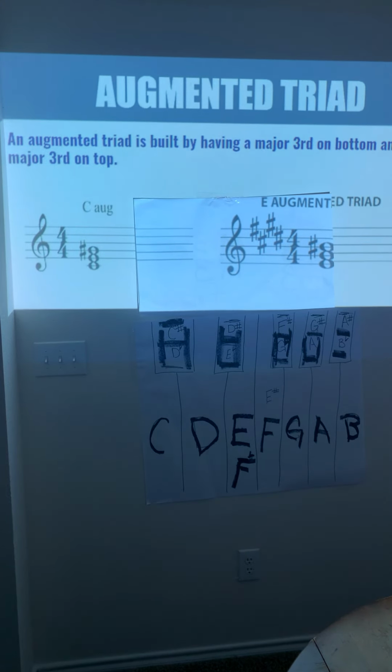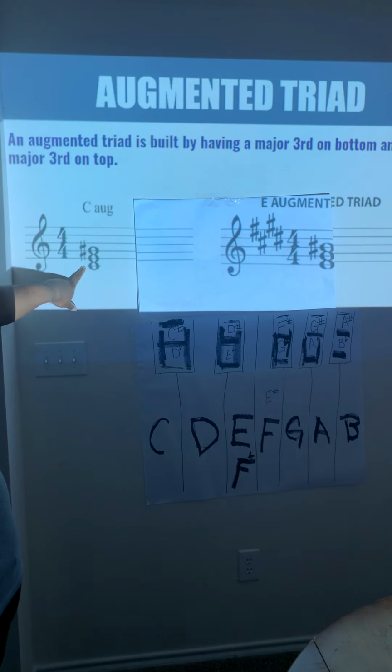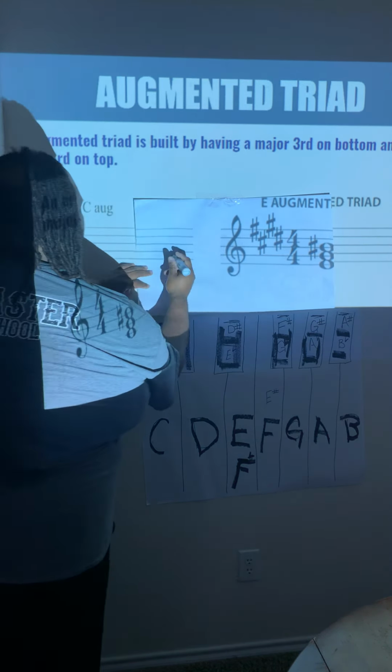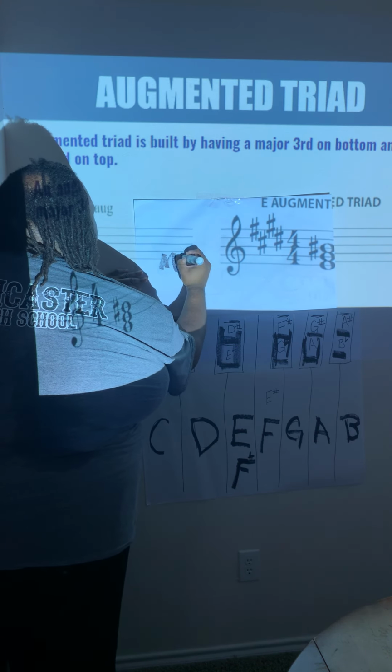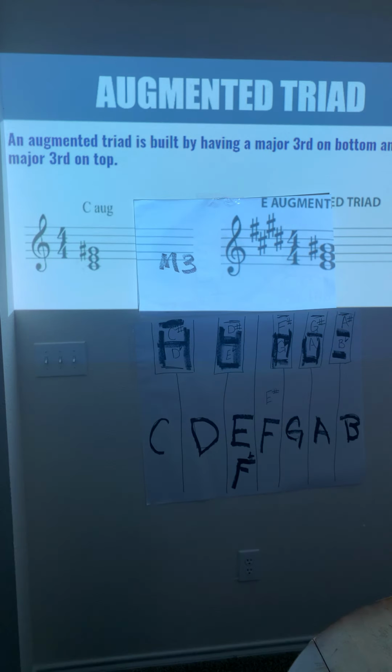Alright, now an augmented triad is the completely opposite of the diminished, okay? Augmented is a major third on top of a major third. So I'm going to kind of speed through because you guys get the idea of how to do these exercises now. Here we go. Let's look at this first example. We have C to E. We know that C to E is a major third. It's a major third because C to E is a third, and there's 4 semitones or 4 half steps in between.